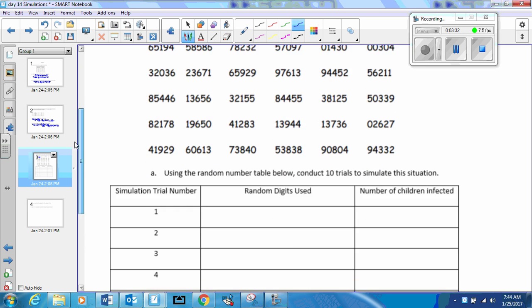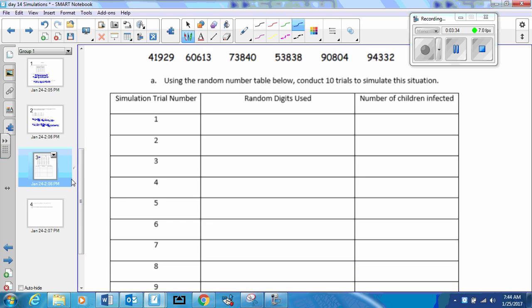So organizing it into my table, for my first simulation, writing down my digits: 31, 15, 16, and 47. We expect 15% of those to be strep throat. So I'm looking at the digits 14 and below. There are none of those, so 0 children are infected this time.